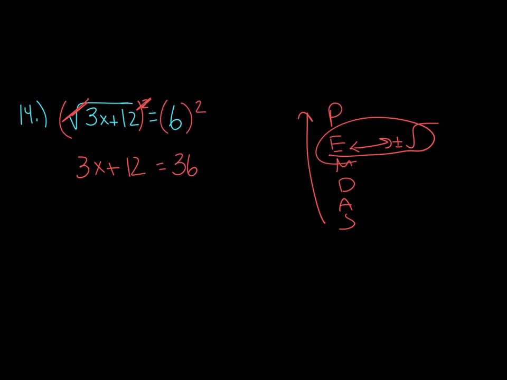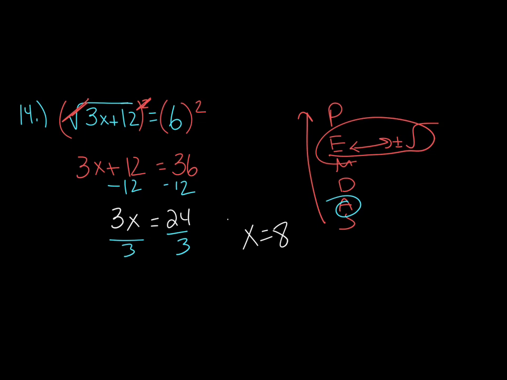So now I'm just going to do penmanship backwards. All right, I got to get rid of the addition, so I minus 12 from both sides. So I end up with 3x equals 24. Divide both sides by 3. I get x equals 8. And that's it.